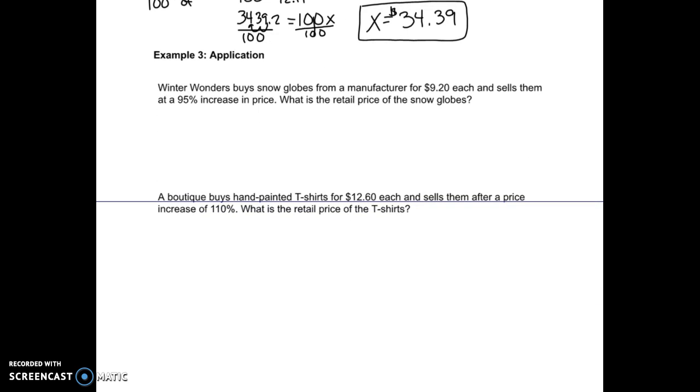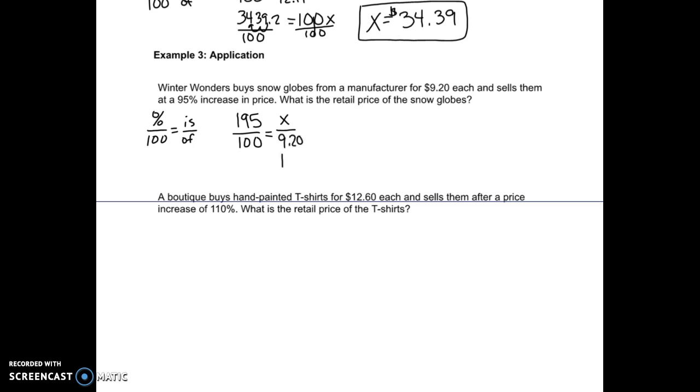Do the same thing for example 3. So percent over 100 is equal to is over of. It says Winter Wonders buys snow globes from a manufacturer for $9.20 each and sells them at a 95% increase in price. What's the retail price of the snow globes? So they already have the 100%, and then we want to add 95% to that. So now they have 195%. Over 100 is equal to, we want to figure out what that top is. And it says they're 920.